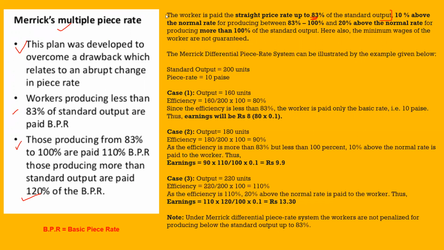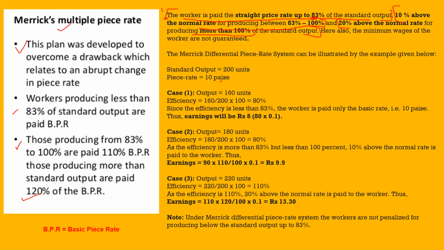You have to consider this. Point one, the worker is paid the straight piece rate up to 83% of the standard output. Point two, 10% above the normal rate for producing between 83 to 100%. Third point, 20% above the normal rate for producing more than 100% of standard output, meaning 101% onwards. If the person is producing more, then he will be paid 20% more than the normal rate.